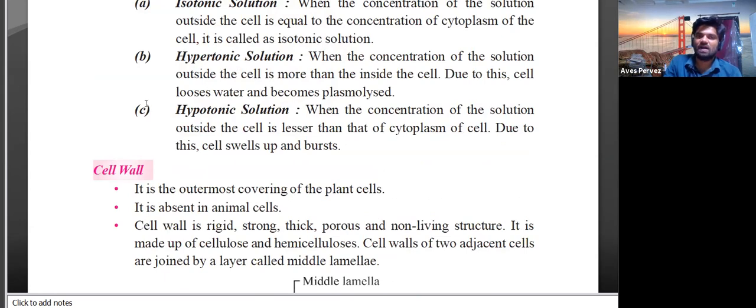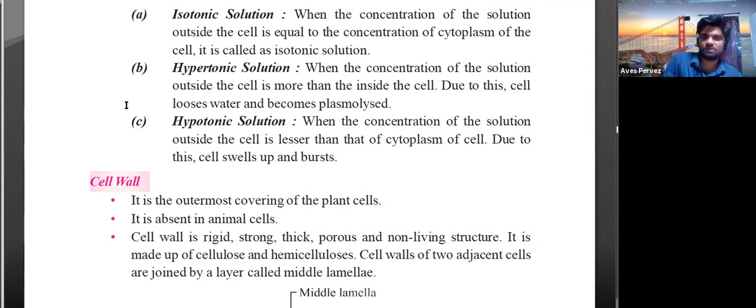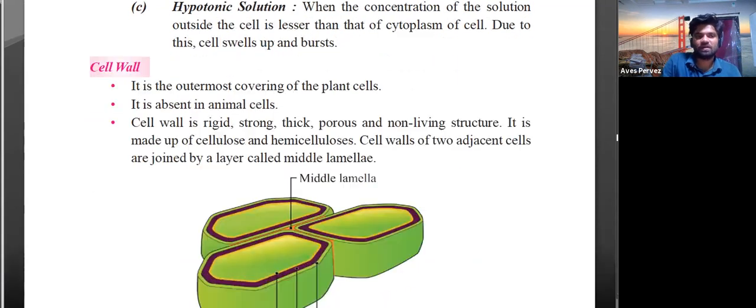We have discussed hypotonic solutions and isotonic solutions, all types of solutions, and I have sent you the notes. These are the same notes that I sent to you. So let's talk about the cell wall.